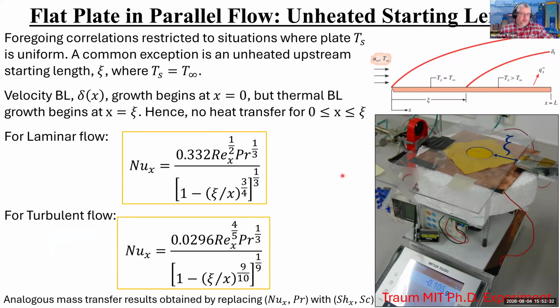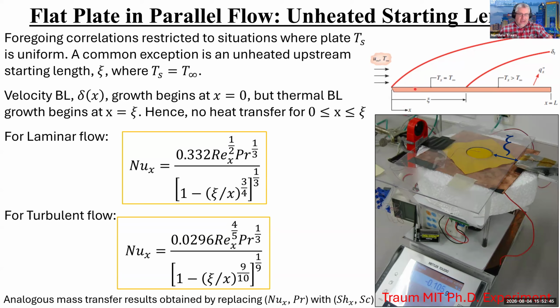A very common situation in a lot of heat transfer experiments is the so-called unheated starting length. This is a situation where you have flow over a flat plate and there's some starting length where no heat is added to the plate. And so the plate's surface temperature is the temperature of the free stream. And then as the velocity boundary layer develops, at some location down the plate, which I think is zeta, all of a sudden you start heating the plate from that spot on. And now you have the development of a thermal boundary layer. So this happens a lot.